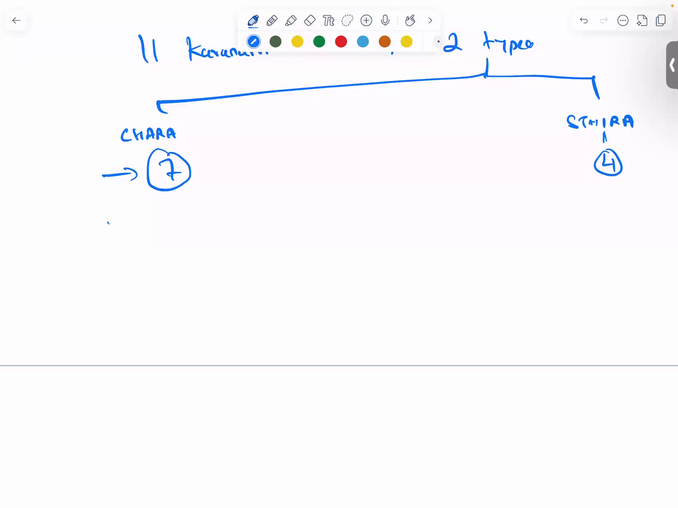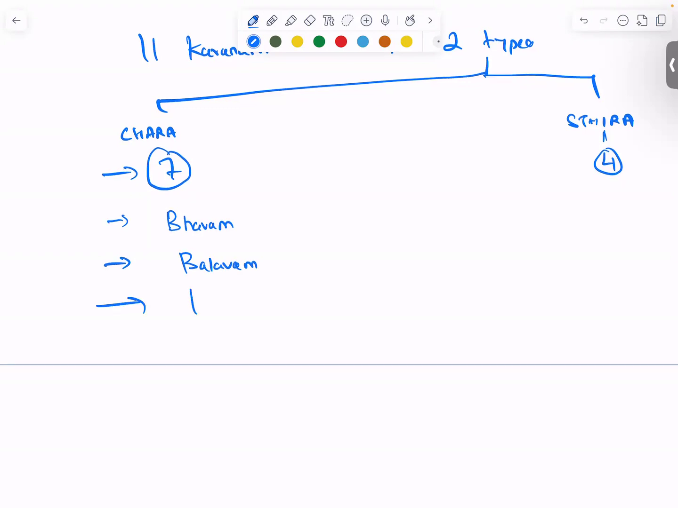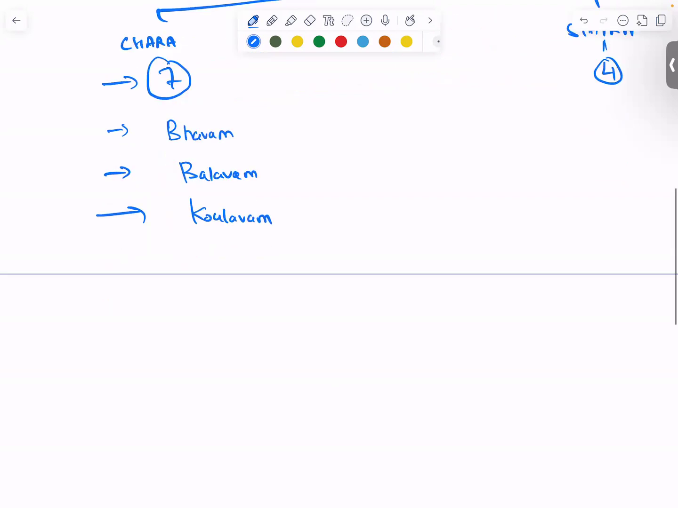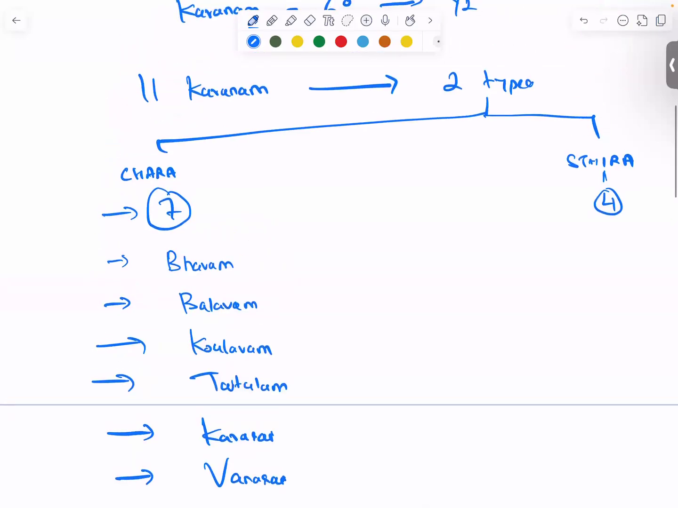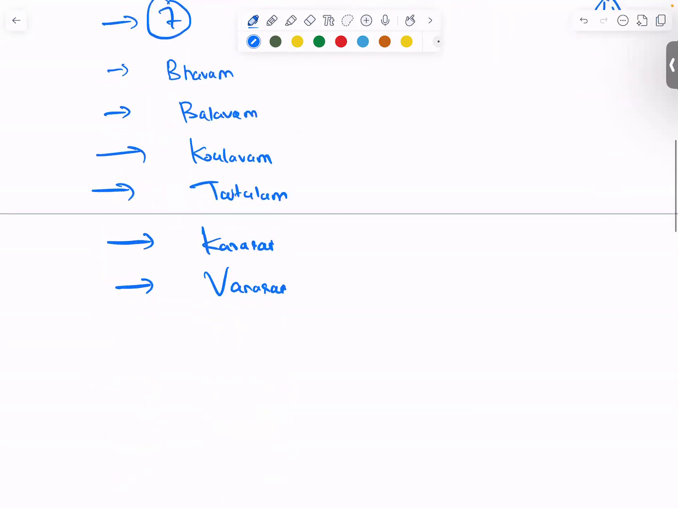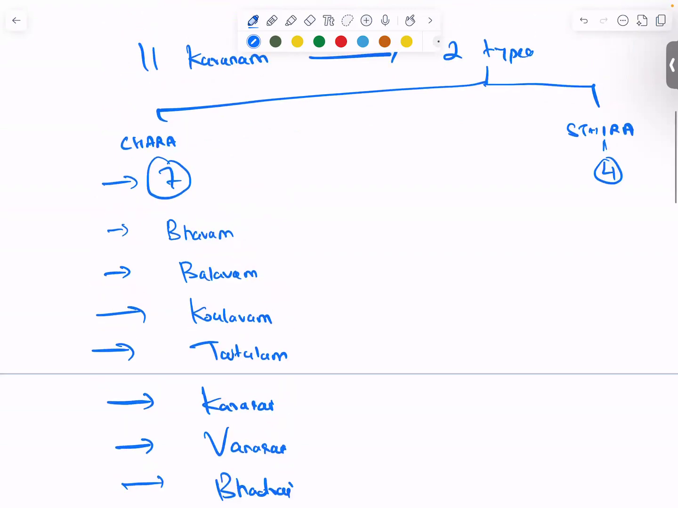So what are these 7 Chara Karanams? Bhavam, Balavam, Kolavam, Taitulam, Karasai, and Vanasai. Like this, there are 7 Karanams in this one. The 7th Karanam is Bhadra. And the 4 Sthira Karanams we also need to understand.